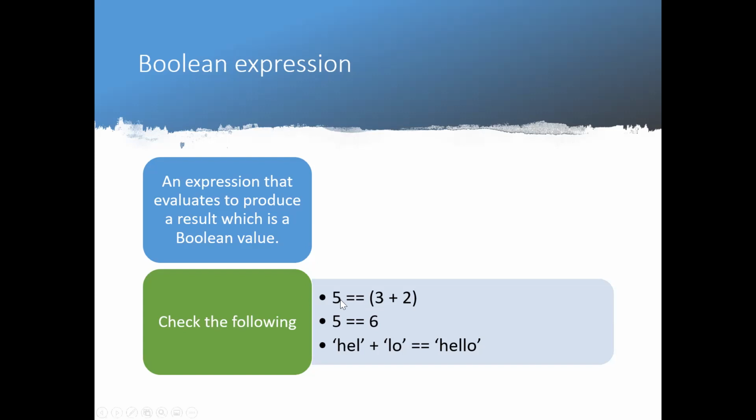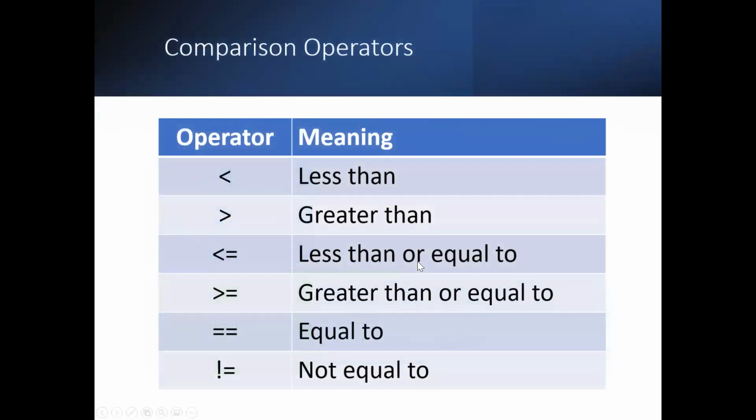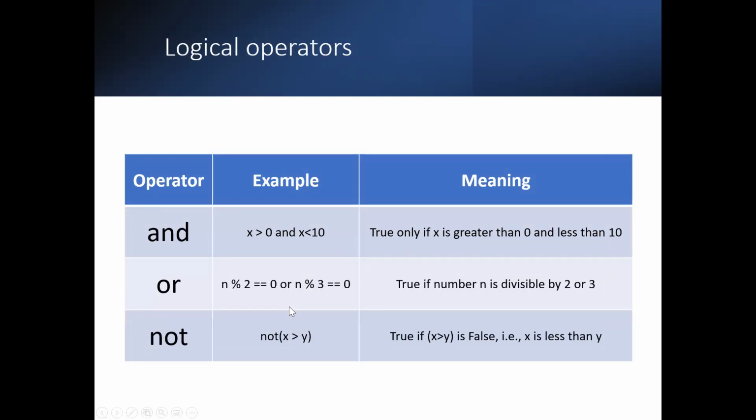In this particular case, we are going to check whether 5 is equal to 3 plus 2, whether 5 is equal to 6, and whether this string concatenation is equal to the string given here, right? For that, we have these comparison operators, which we can combine: less than, greater than, less than or equal, greater than or equal, equal and not equal. Then, when you have more than one condition, you can also combine them using the three logical operators, that is and, or, and not.